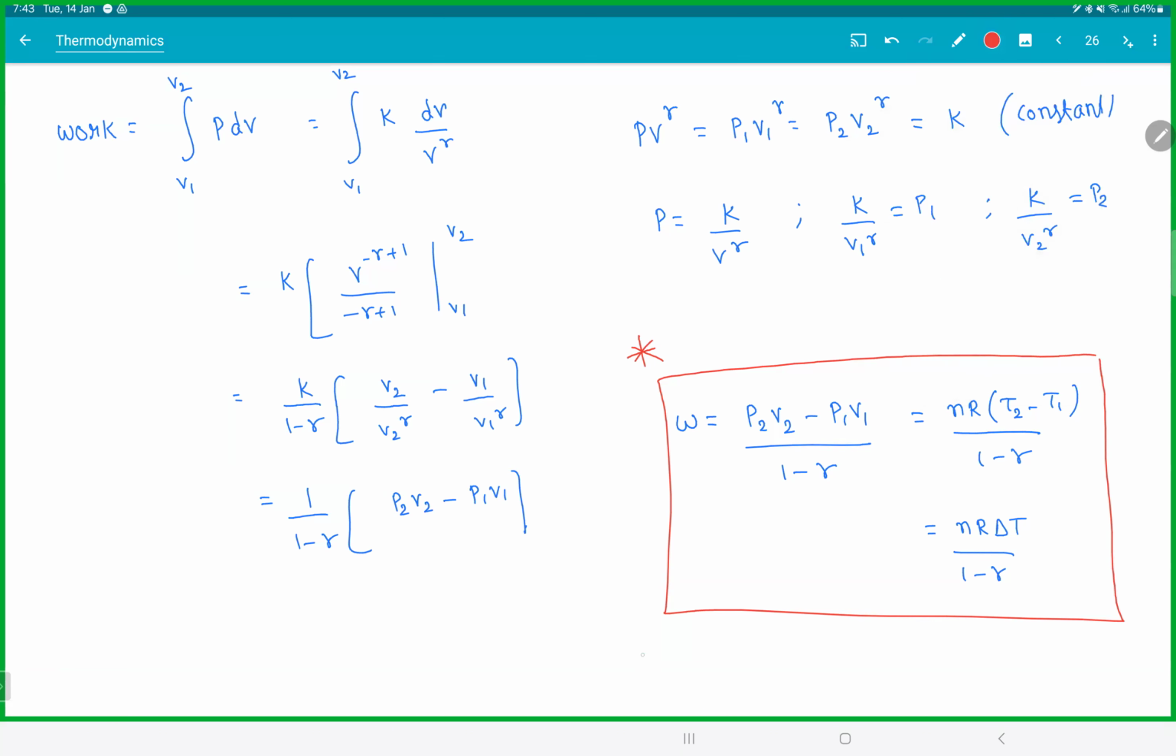And what is the next thing? Internal energy. That is cool. And CvdT. What is delta Q? That is 0. There we found everything.